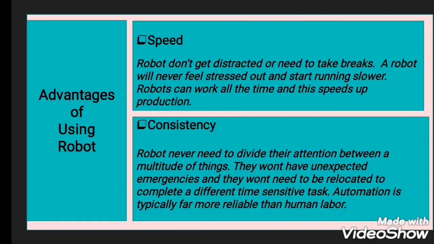Next point, speed. Robots don't get distracted or need to take breaks. Yes, a robot will not take a break. Why? Because it does not become tired, it's only a machine. A robot will never feel stressed out and start running slower. Robots can work all the time, and this speeds up production.